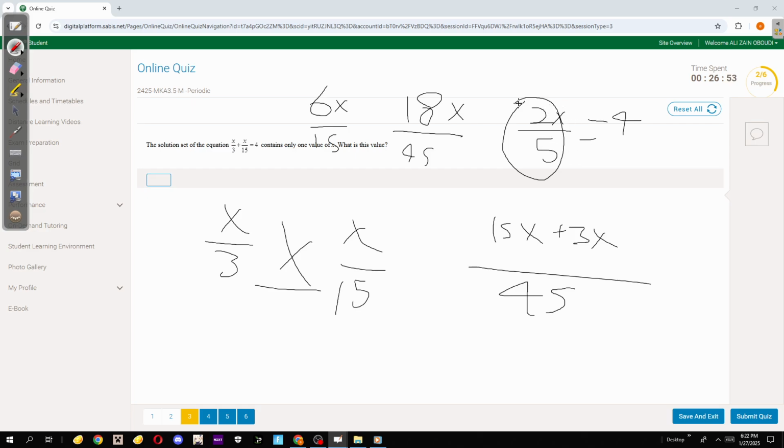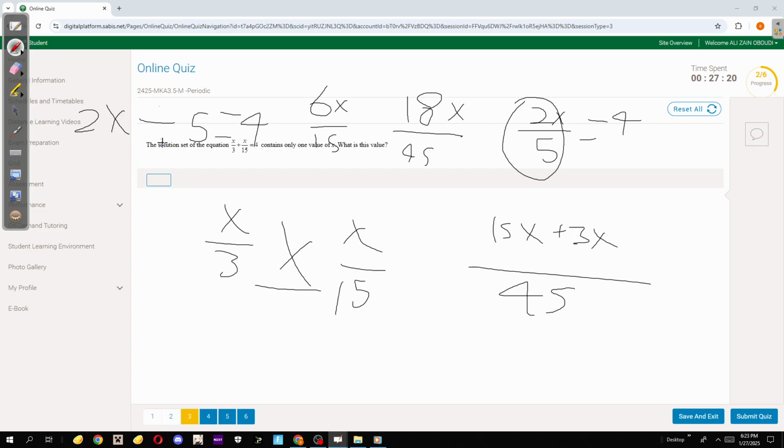If you're stuck on this part of the equation, what you need to remember is that a fraction is just the numerator divided by the denominator. So 2x divided by 5 equals 4. You can bring over the divided by 5 to the other side, which when you bring it over the equal sign, you'll get 4 times 5, which is 20.